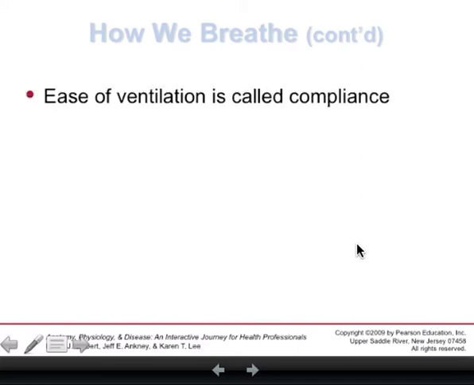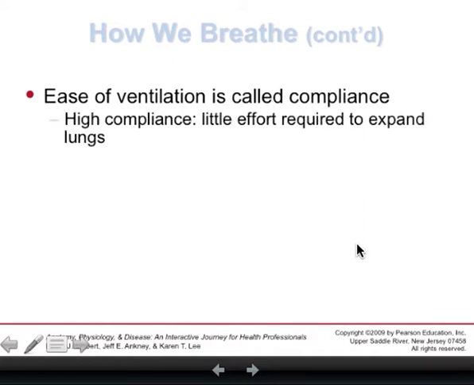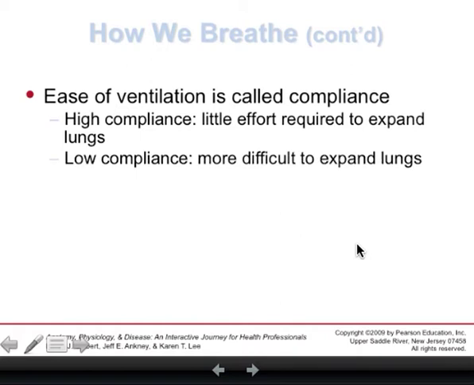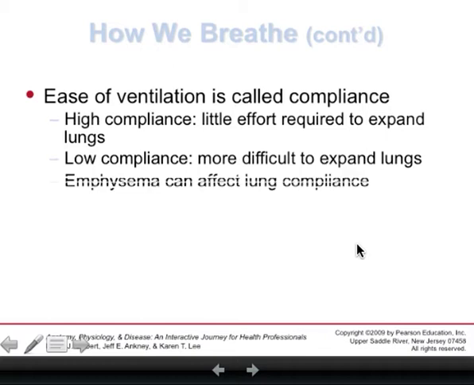The ease of ventilation is called compliance. Basically, the more compliant something is, the more stretchy it is. High compliance requires little effort to expand the lungs. Low compliance is more difficult to expand the lungs. Basically what happens is that the lungs can become less stretchy, more leathery, and as a result, even with maximal contraction of the diaphragm and the intercostals, it gets difficult to cause those lungs to expand in volume and bring in that air.